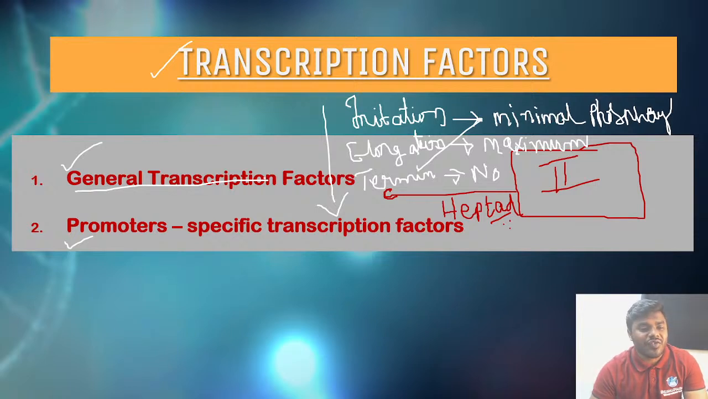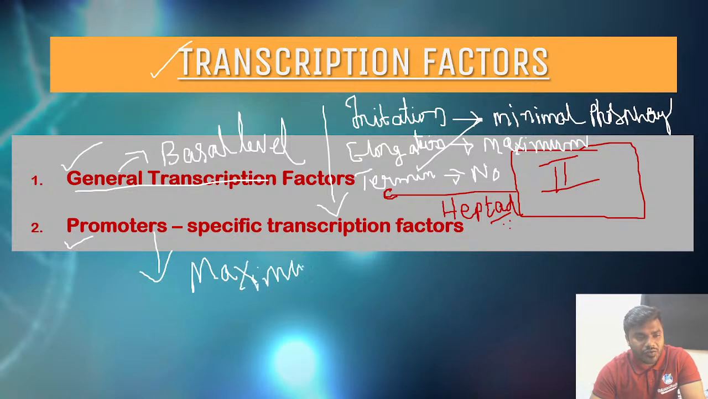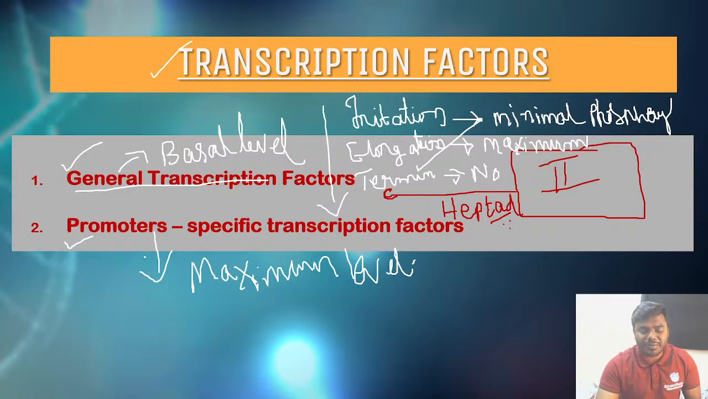General transcription factors will be required all the time and they play a key role in basal level transcription. Promoter-specific transcription factors will go and associate with a specific site of the promoter only. That's why they play a key role in the maximum level of transcription. So, basal level transcription, maximum level.